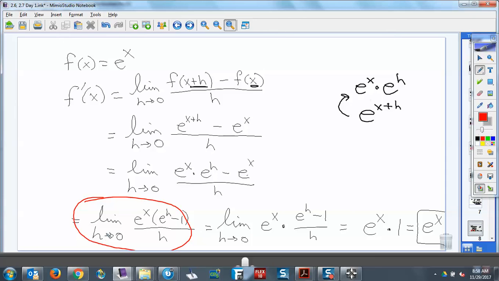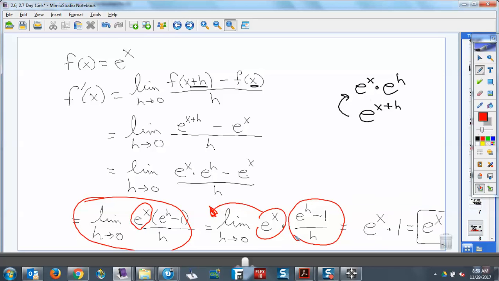Now, as h is approaching 0, these things are changing, right? What's happening to this e to the x as h approaches 0? It doesn't have an h in it. So as h is getting closer and closer to 0, e to the x is not changing. E to the x is just e to the x. So we can take the e to the x out of the limit because it's not affecting the limit at all. And all we really need to do is the limit of this.